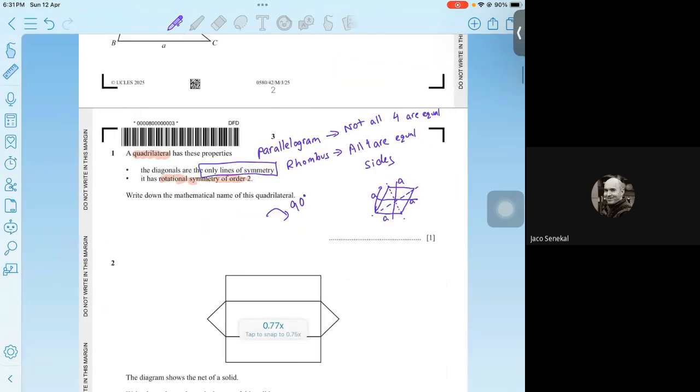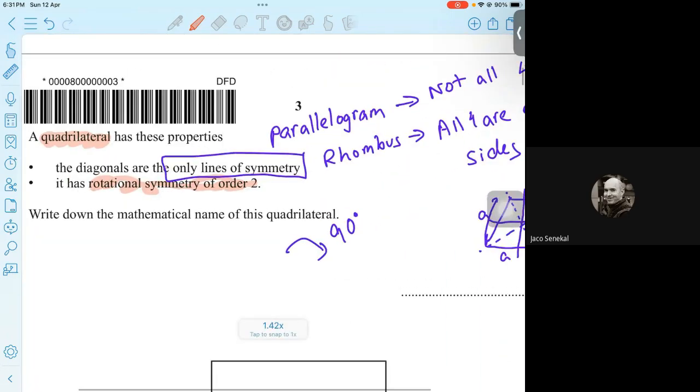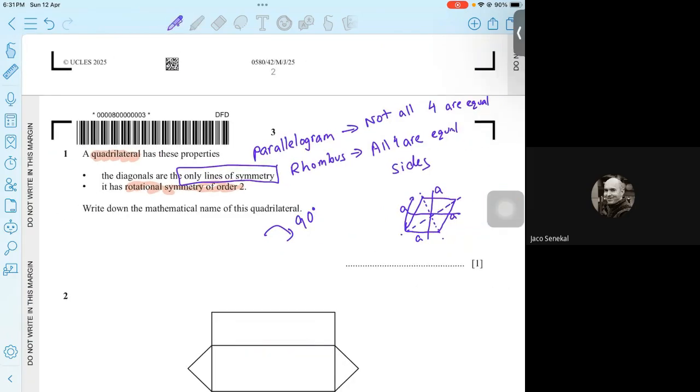Are you all with me? So for a rhombus, if you have already memorized the properties, you should know that a rhombus has this rotational symmetry of order 2. So the only four-sided shape that matches all of these properties is a rhombus. There is a table that you should find in your textbook or even in the syllabus.